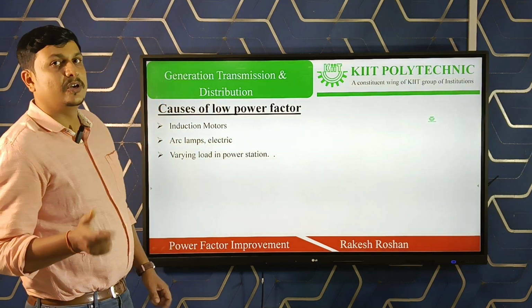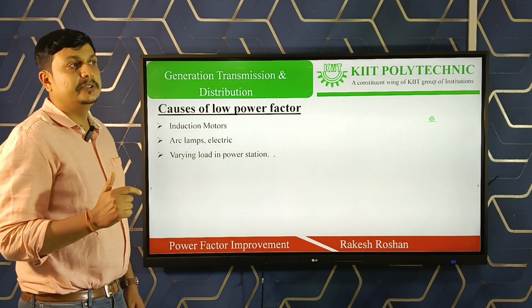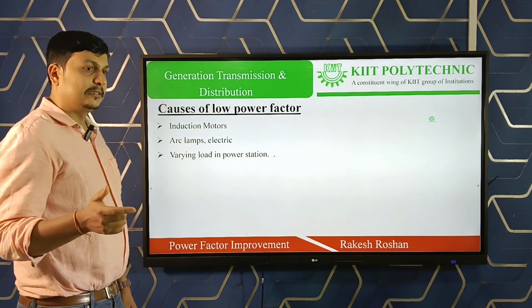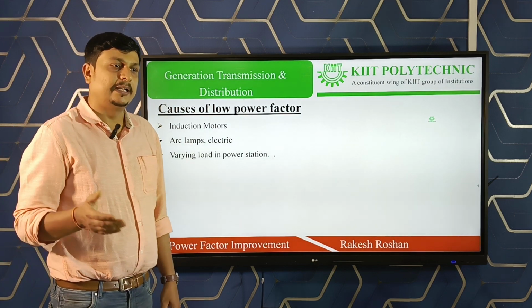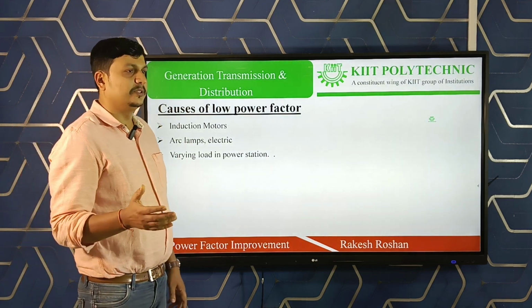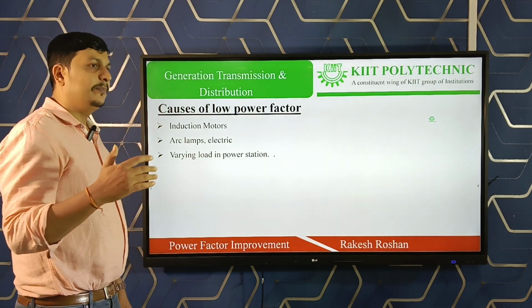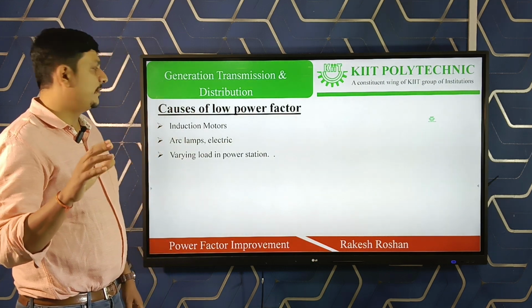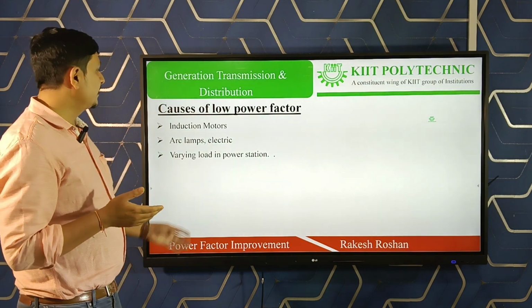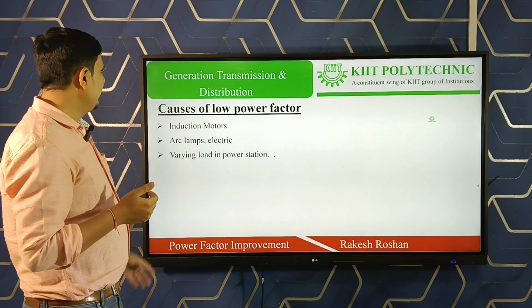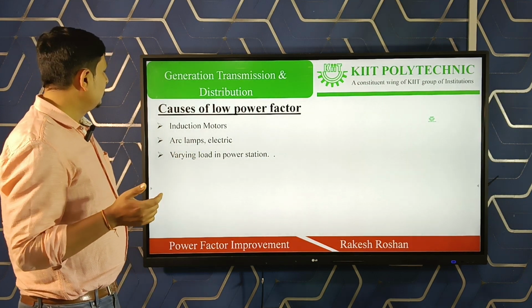So what are the different causes of low power factor? First is your induction motor. As we know, an induction motor during starting operates at a very low power factor, around 0.2 to 0.3. When it is connected to the system, the overall power factor of the system is very poor in that condition. Another device responsible for poor power factor is arc lamps and electric lamps.